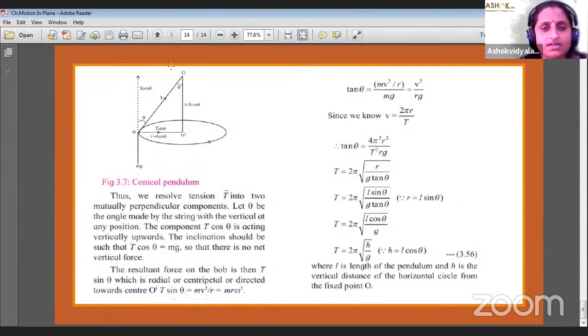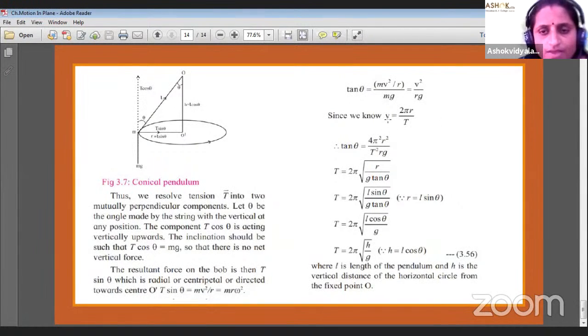I think we already understand this one, but I can explain again. The tension T can be resolved into two components, T cos θ and T sin θ. T cos θ is balanced by the weight mg, but T sin θ is the radial component directed towards the center, that is m r ω square, the centripetal force. Therefore, tan θ is equal to mv square upon r upon mg.